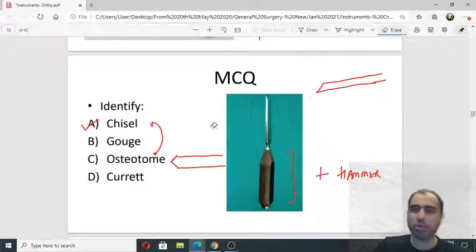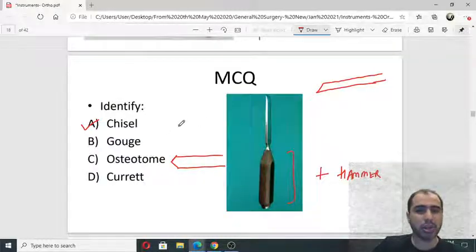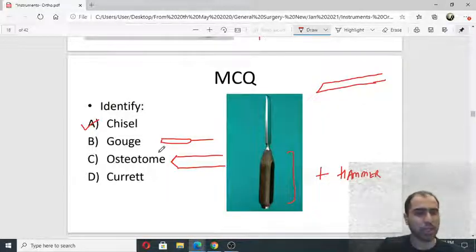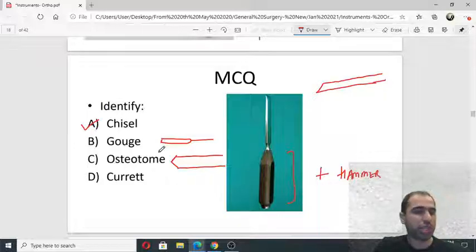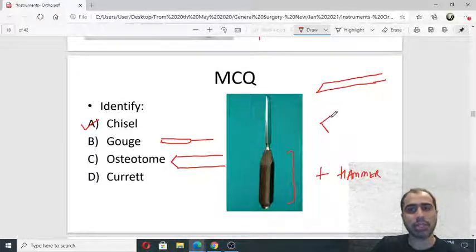And the gouge looks nothing like these two. Honestly speaking, a gouge cannot be confused. Gouge is like a cup. Okay, it's like a cup. I'll show you the picture. Gouge cannot really be confused with these two. Doubt comes between chisel and osteotome. So chisel is single bevel, one side is cutting. Osteotome, both sides are cutting.